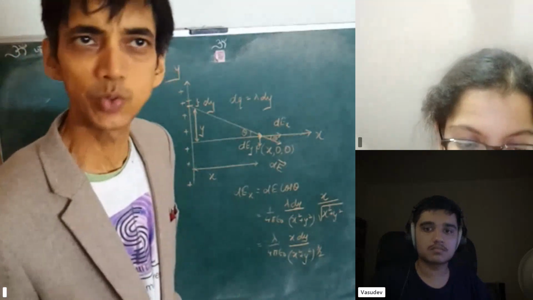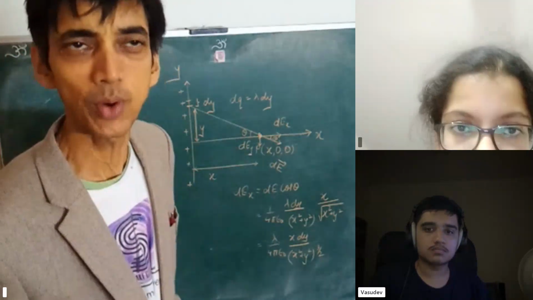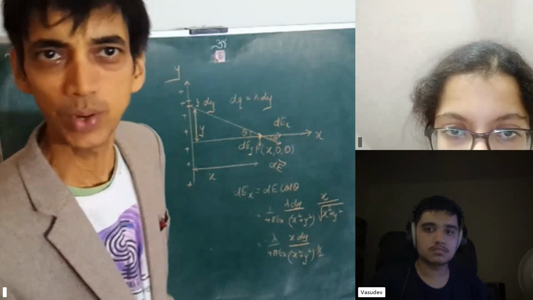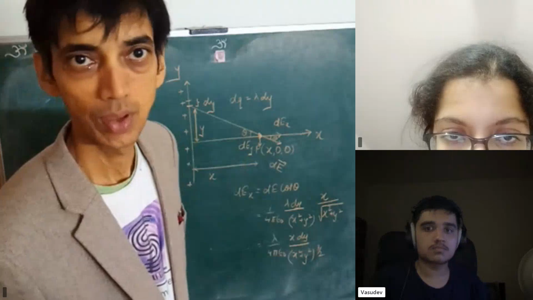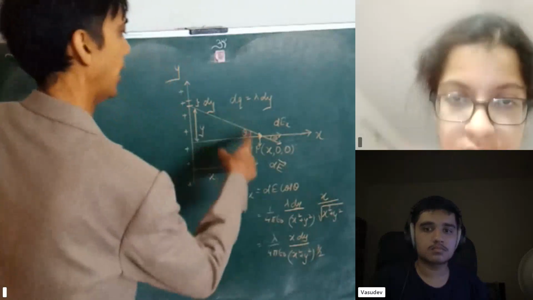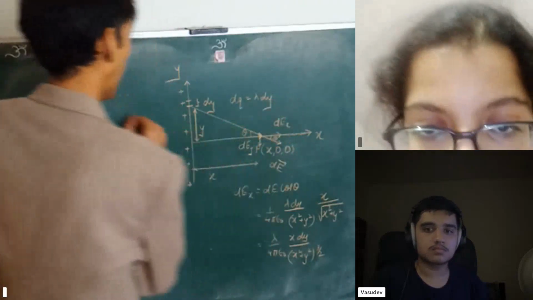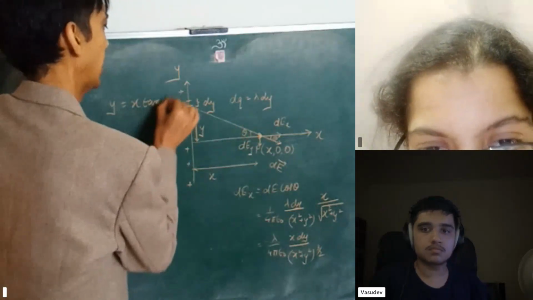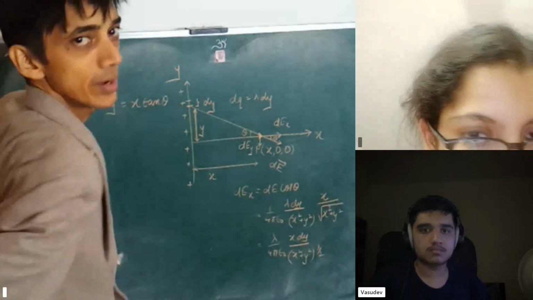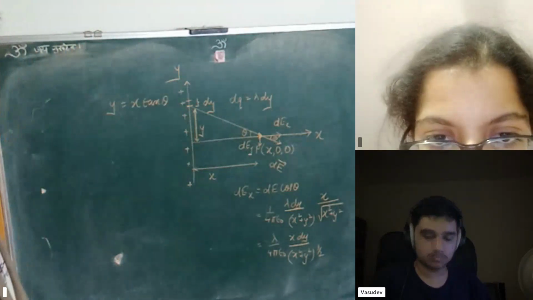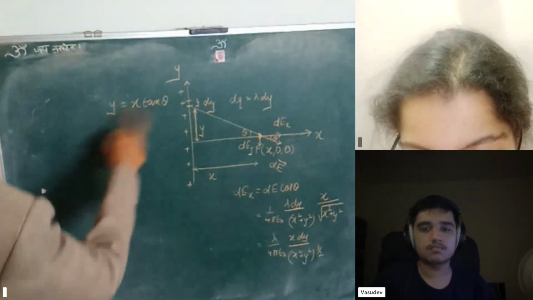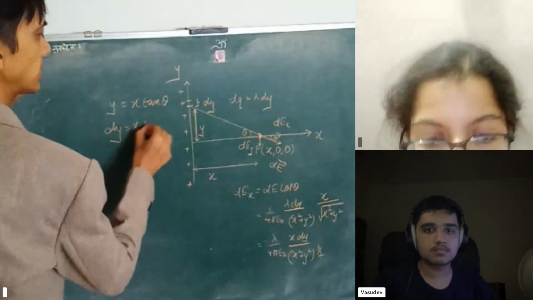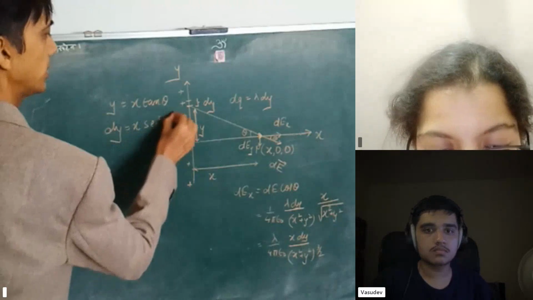Or if you want to do it by angle, which is of course the better methodology, then what you'll have to do is what I'm emphasizing now. y from here, if you look into this, y from here is nothing but x tan theta. Do check, class. Tan theta is y by x, correct? So y is equal to x tan theta. dy will be how much for us? x sec square theta d theta, okay?